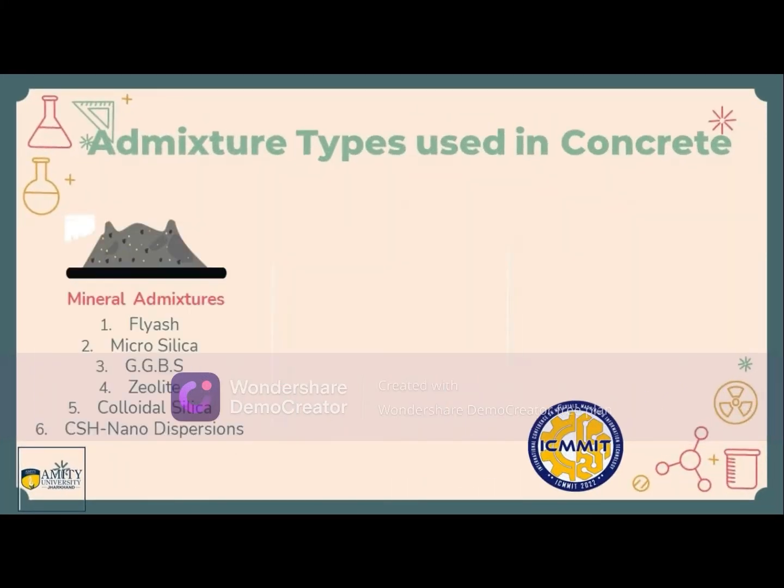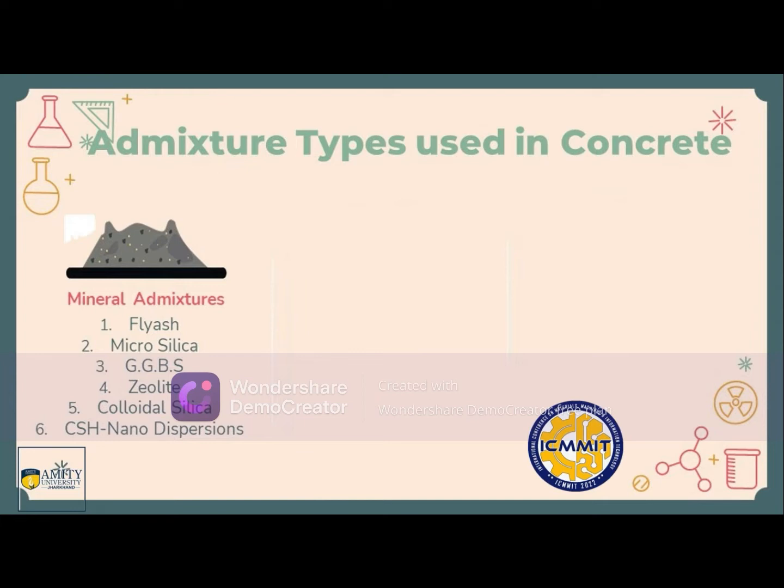Now, admixture types used in concrete. There are mineral admixtures like fly ash, which we get from the power plant industry. After burning the coal, we get fly ash. Microsilica, a product from the iron and silica industry. GGBS, ground granulated blast furnace slag, also a product from the iron industry. Zeolite, colloidal silica, and CSH, meaning calcium silicate hydrate nano dispersion. At the nano level, we are also getting mineral admixtures.